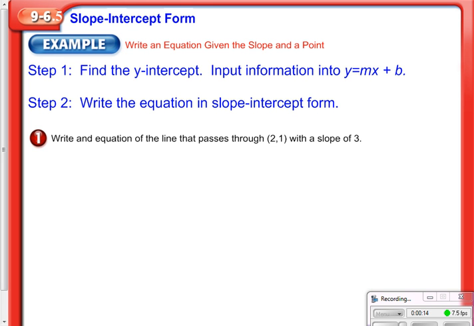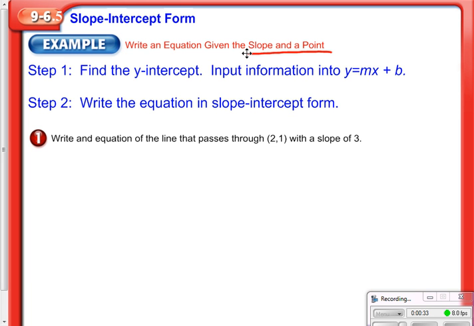Step 1, this is for when you write an equation given the slope and one point. When you're given slope and one point, here are the steps we need to follow. First step, find the y-intercept. Input information into the equation y equals mx plus b. Step 2, write the equation in slope-intercept form.